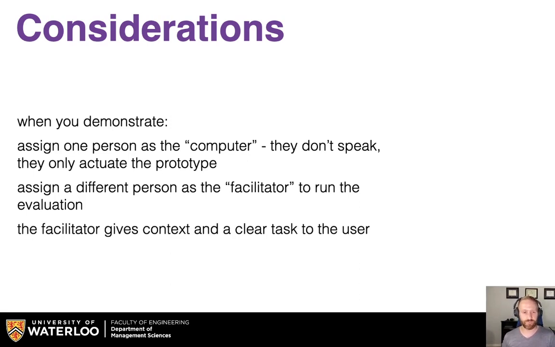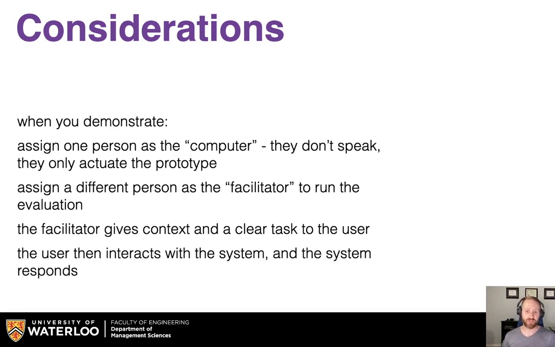The facilitator gives context and a clear task to the user. Obviously, if you just give an interface, people could play around with it. But if you want them to try and go through a use case, you need to give them a goal or a task to accomplish. And you may need to give some sort of context about what the app is, depending on your purposes. The user then interacts with the system and the system responds. So if they press a button, the screen might change. Or if they press an item in a drop-down menu, then that item might highlight in whatever manner you manage to make that work with your office supplies and your paper prototyping materials.